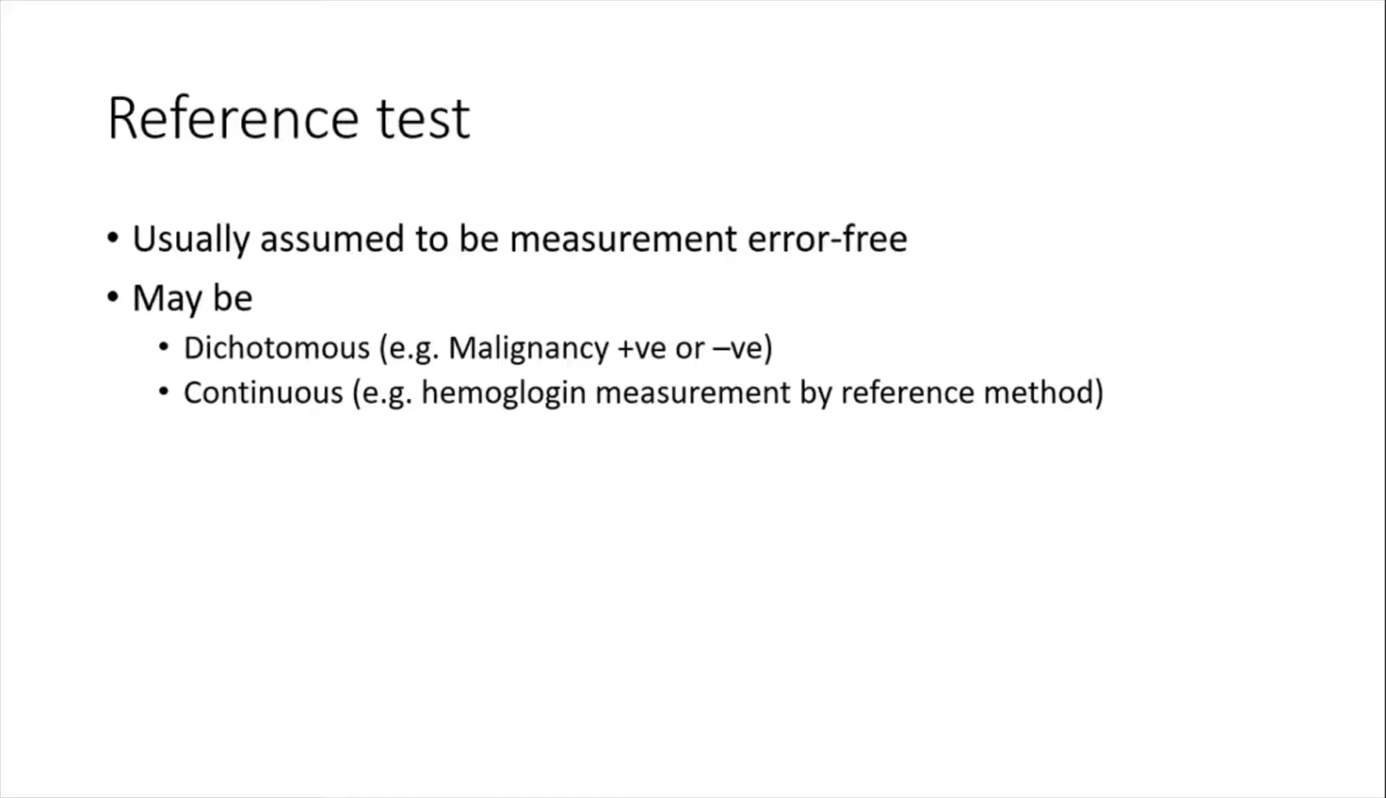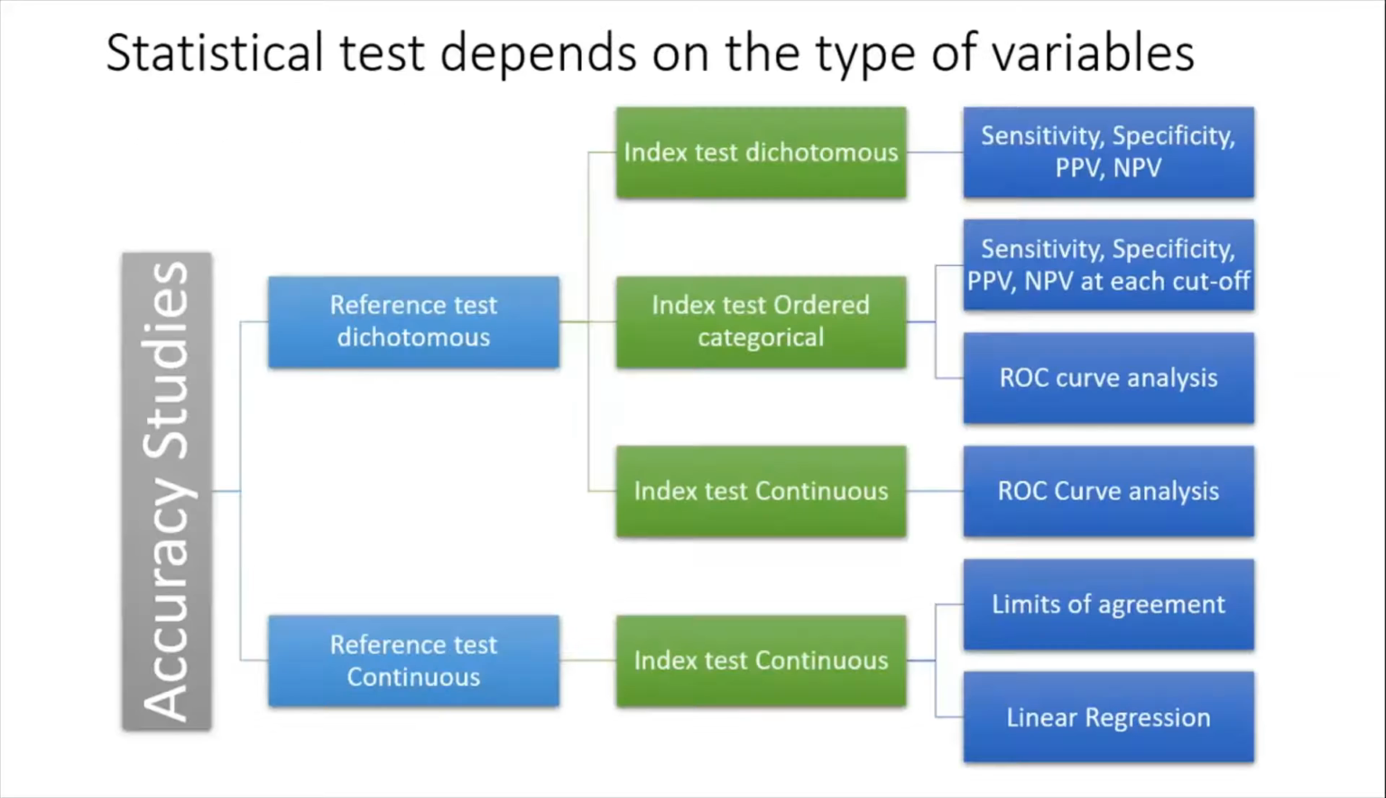For the reference test, we should realize that the reference test should be taken to be as accurate as possible and as close to the gold standard as possible. For all statistical tests, the reference test is usually assumed to be free of all measurement errors. Now, the reference test itself may be dichotomous. For example, disease positive versus disease negative. That's a very, very common scenario. Or it may be continuous. For example, hemoglobin measurement by a reference method.